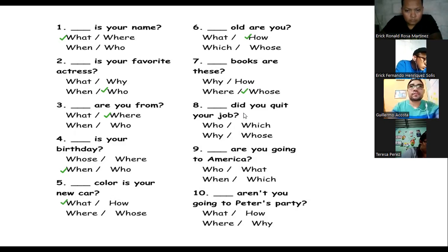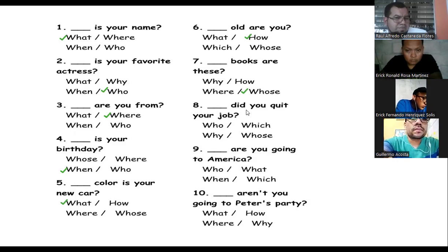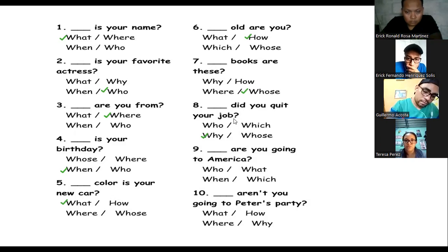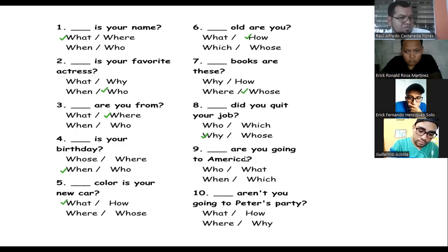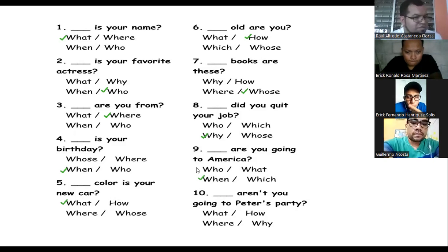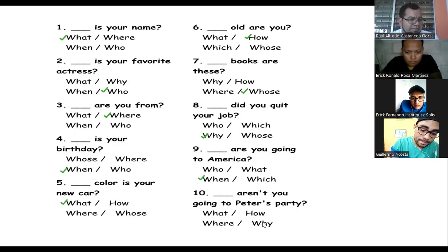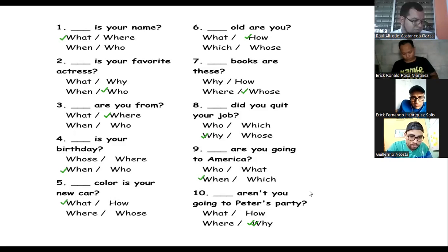Bueno, esta ya es una pregunta en pasado. ¿Por qué? Why did you quit your job? ¿Por qué renunciaste a tu trabajo? Okay, number nine. Dice, te estás yendo para América. When? ¿Cuándo te vas? Para América. Ajá, y number ten. Dice, ¿no vas a ir a la fiesta de Peter? Why aren't you going to Peter's party? Okay. Bien, chicos.